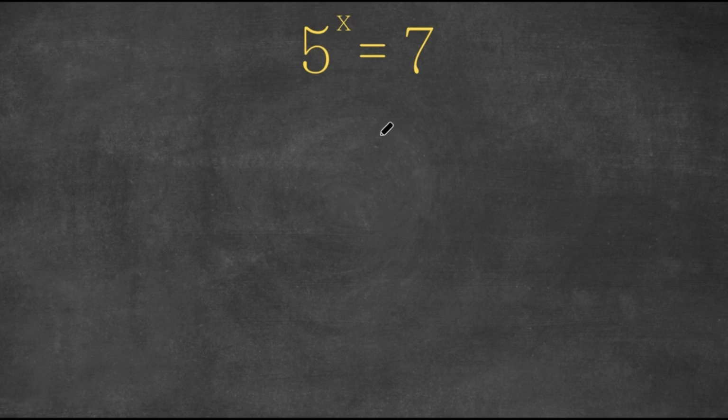In today's video, I'm going to be teaching you guys how to solve this exponential equation. So we have 5 to the power of x is equal to 7. Now what I'm first going to do is take the log of both sides. So now we're going to have log 5 to the power of x is equal to log 7.